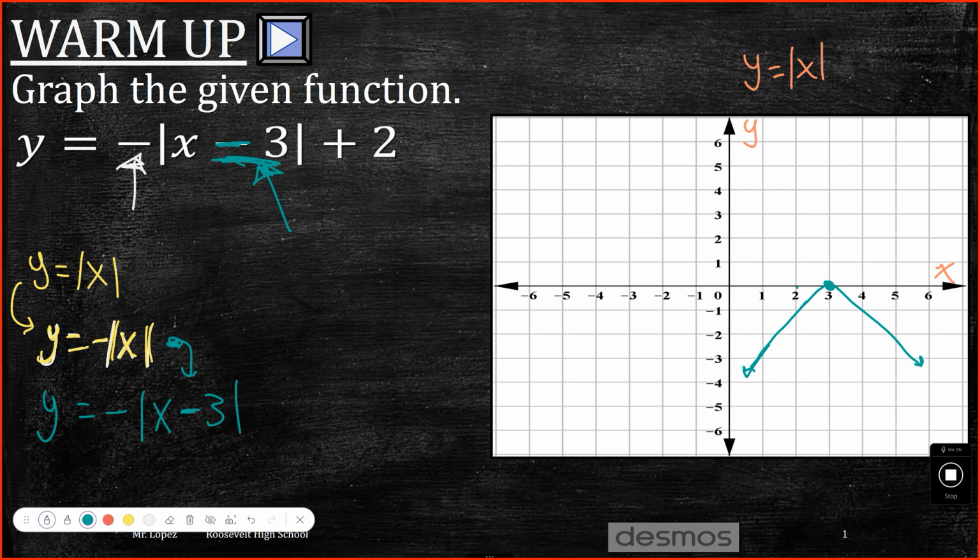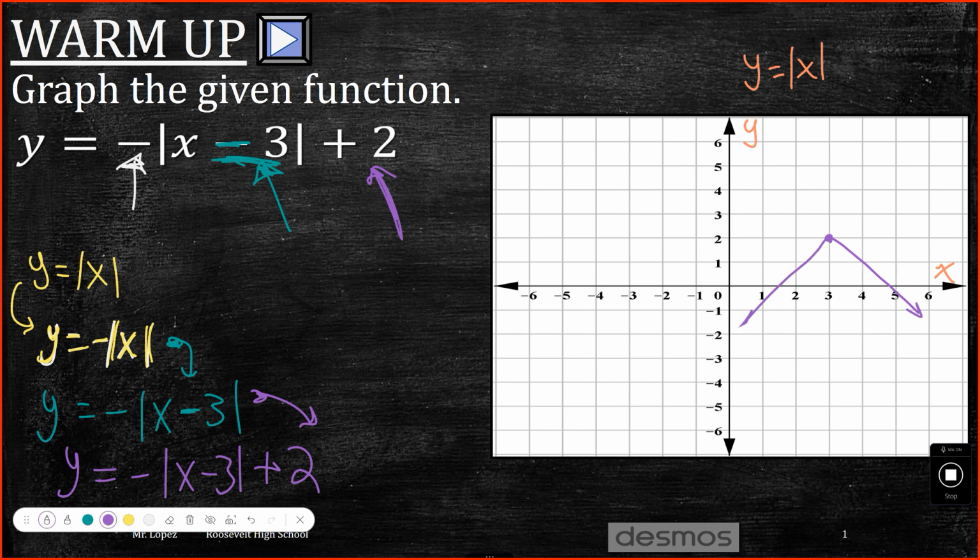Then finally, we're going to do the last transformation. All it does is move it either up or down. This is the one that deals with vertical shift. So now this particular function is going to be moved up 2, which is this function here. So this one's going to go up 1, 2. And now we got this graph, and we are done. That would be our end result.